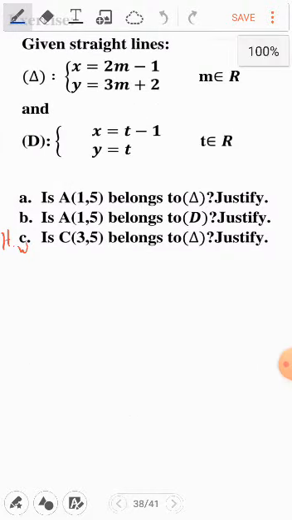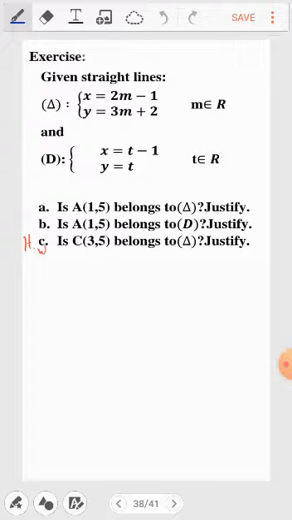Now, exercise. Given straight line delta in its parametric form, x equal to m minus 1, y equal 3m plus 2, m in R, m is a real parameter, and straight line D, x equal t minus 1, y equal t, t in R. If the straight line is in its parametric form, and we have to verify a given point is on delta or not, we have to replace instead of x and instead of y. Part A. Let us begin.